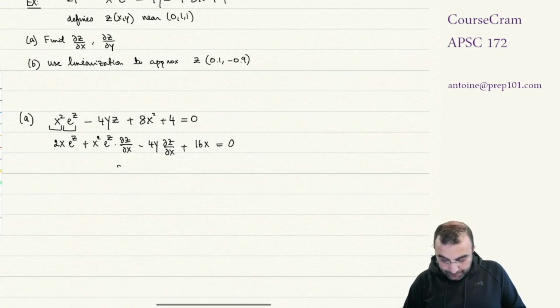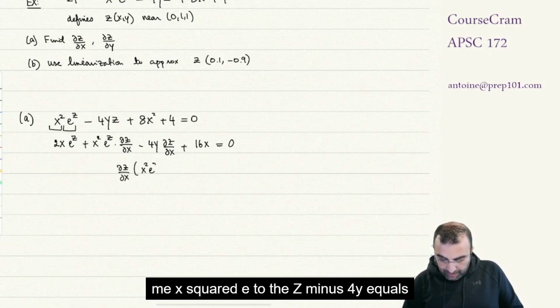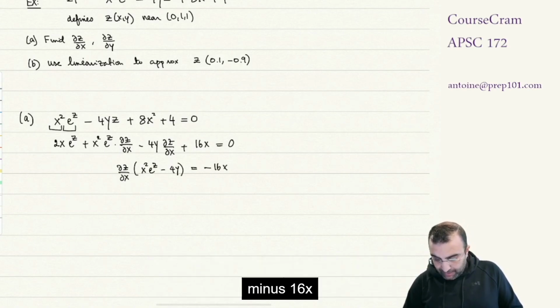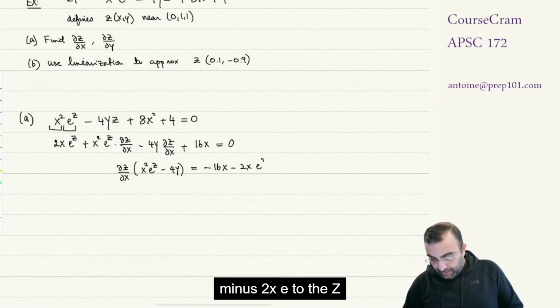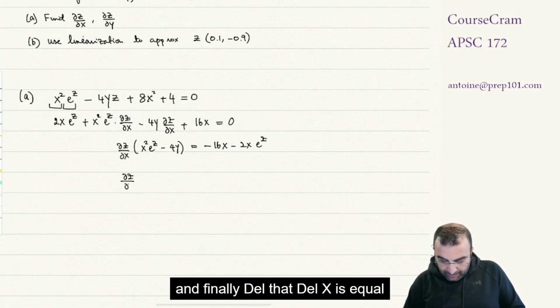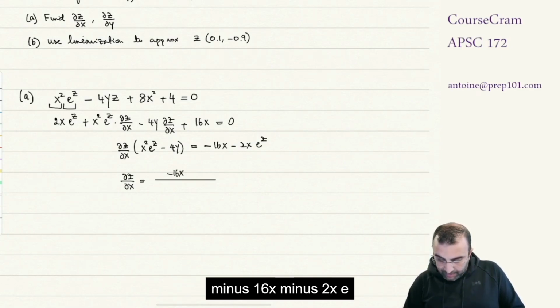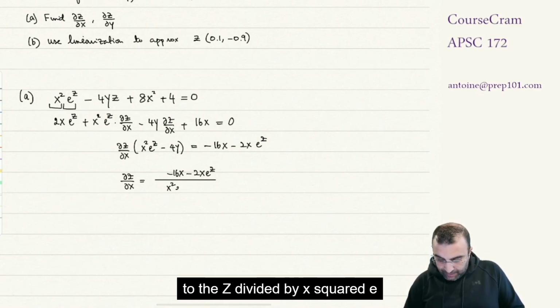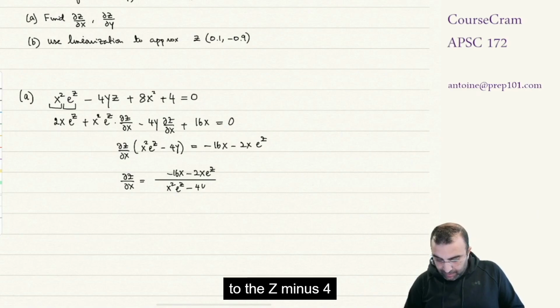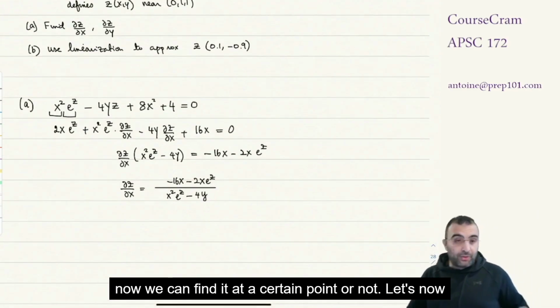So now I isolate del z del x. That gives me x squared e to the z minus 4y equals minus 16x minus 2x e to the z. And finally, del z del x is equal to minus 16x minus 2x e to the z, divided by x squared e to the z minus 4y. Now we can find it at a certain point or not.